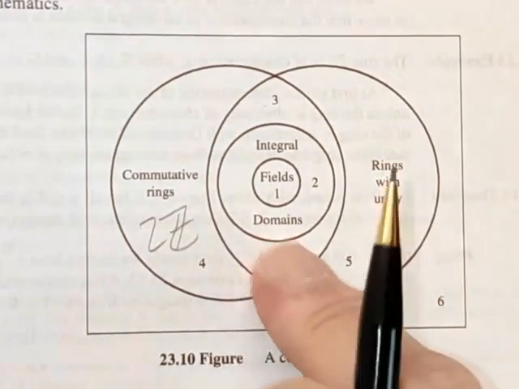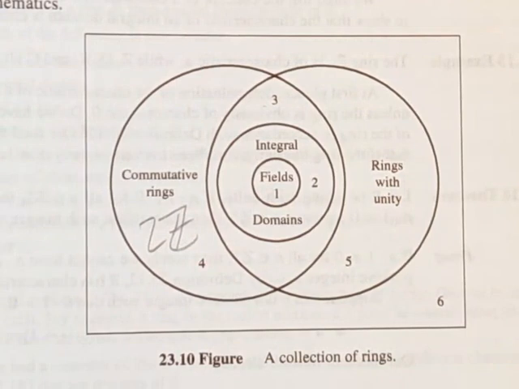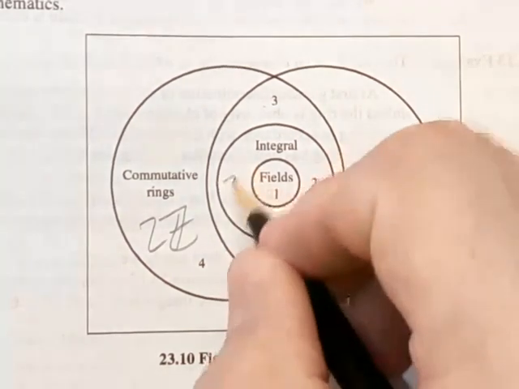An integral domain is a commutative ring with unity that has no zero divisors. In the integers, if a times b equals 0, what do we know about a or b? One of them has to be 0. So the integers actually go here.